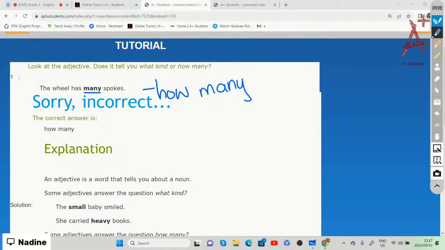And what gives us the idea that it's how many? It is, for example, saying many, because it can say many. It doesn't specifically have to say the wheels have four spokes or six spokes or eight spokes, right? How many will also tell us that it actually has quite a few spokes. So in this case, many tells us how many spokes the wheels have.